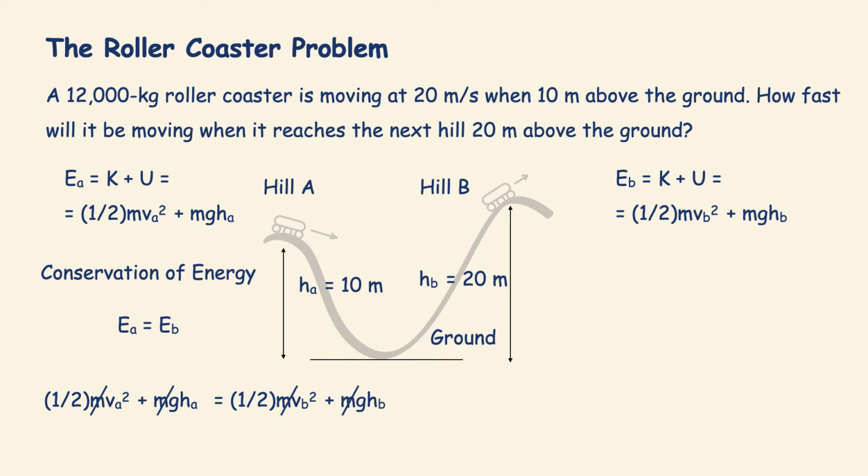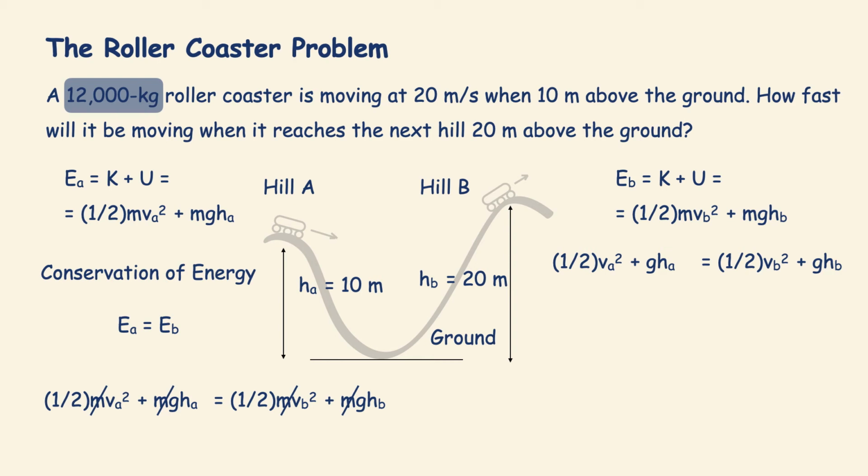We can actually cancel the mass, and you can see why many of the problems in your physics textbooks will omit the mass of the roller coaster. So if you ever solve a problem of an object rolling down a hill without the mass, it's okay. You can still solve the problem. Just work it out with the symbols and you'll see that the mass will cancel. Let me write the simplified equation here.